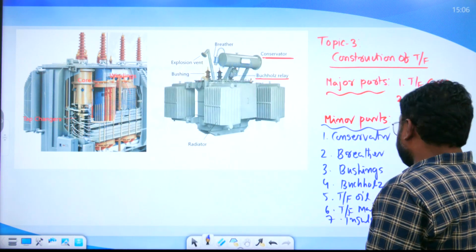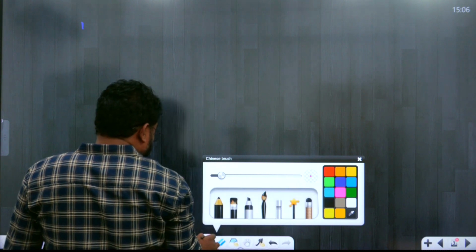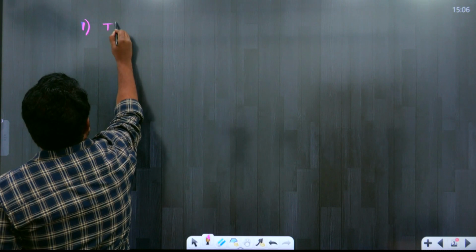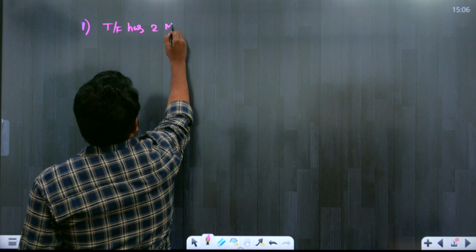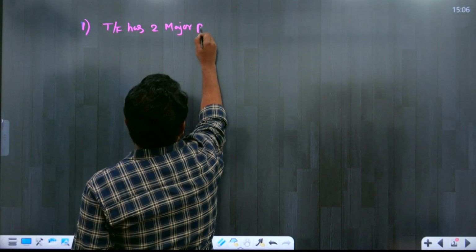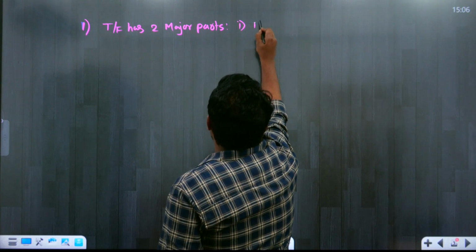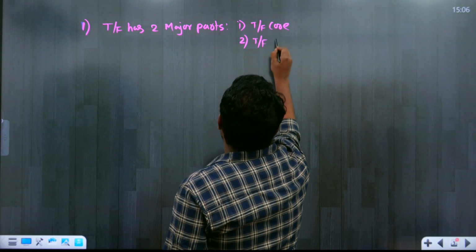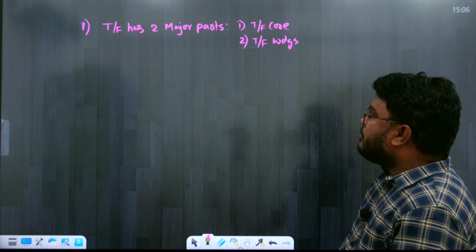The first question: the transformer majorly has two parts. The first point: the transformer has two major parts, such as the transformer core and, the second one, the transformer windings. So, these are the two major parts, and let us discuss the minor parts.